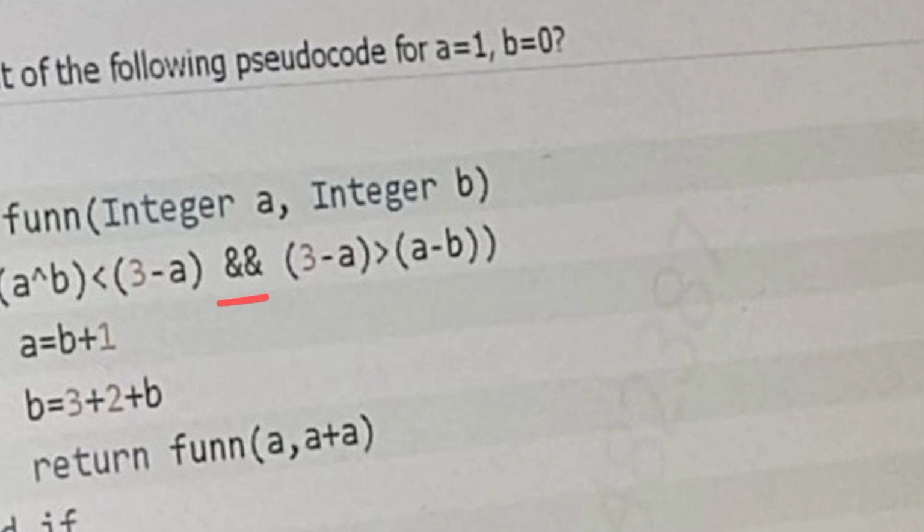3 minus a greater than a minus b. 3 minus a means 3 minus 1, that is 2, greater than a minus b means 1 minus 0. So 2 greater than 1. Yes, this is true. So we have to go inside the if block.